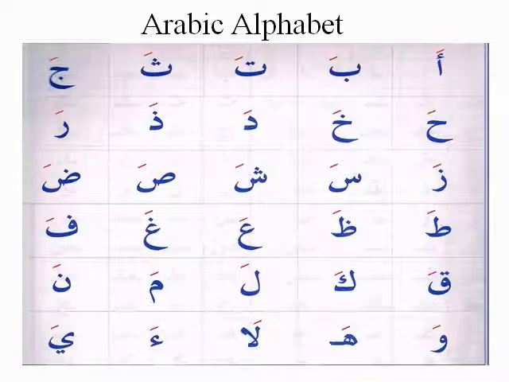Another pair of letters, both of them close to each other, are Qa, which is Qaf, and Ka. Qaf and Kaf. So we need to notice the difference between Qa and Ka. Otherwise, the other letters are easy to distinguish and differentiate.